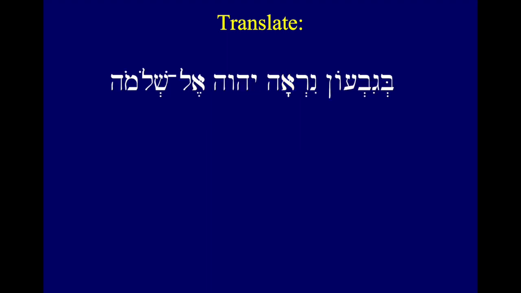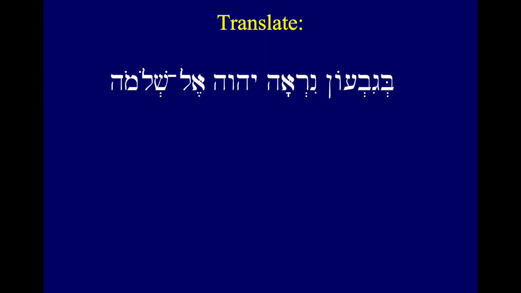Here's another example. Begivon nir'ah Yahweh el Shlomo. I don't know if you know Shlomo, but you might have a Jewish friend named Shlomo and so on, or have heard of someone named Shlomo. But this is the Hebrew name for Solomon. This is Solomon in Hebrew, Shlomo, which is also a contemporary Jewish name that's in use.